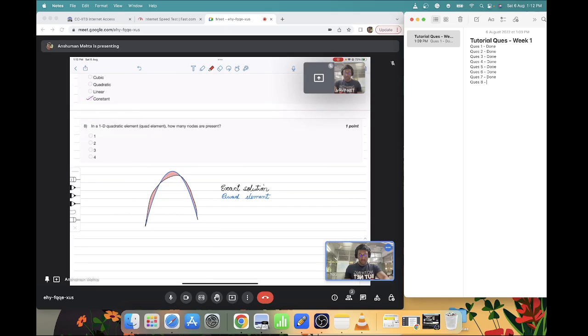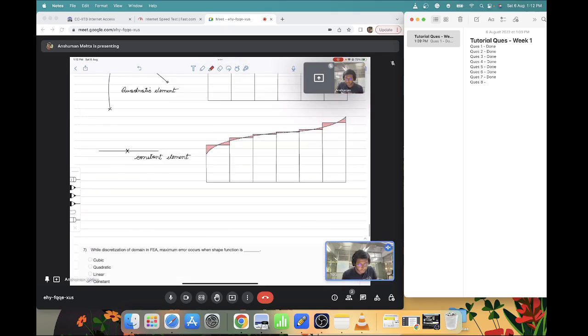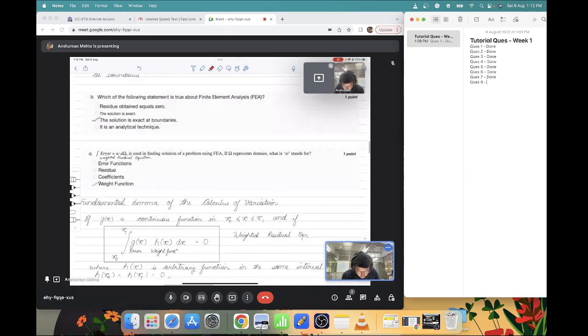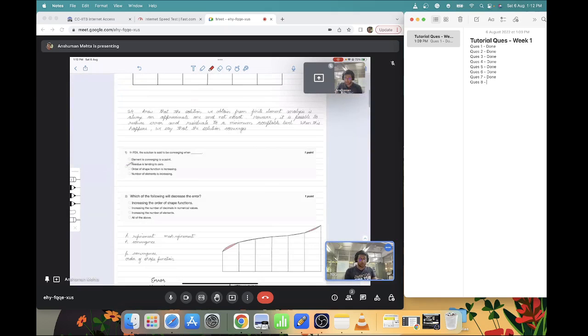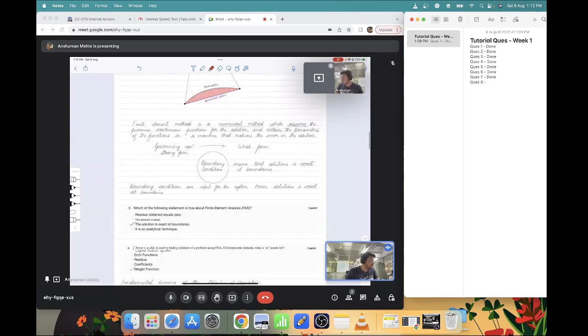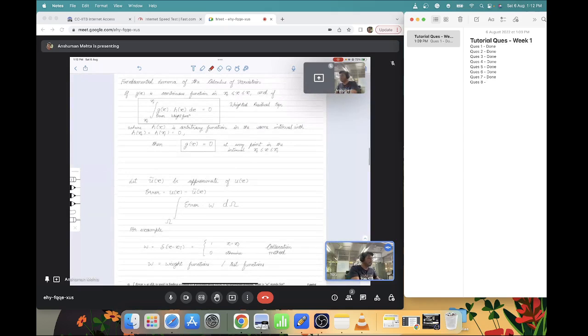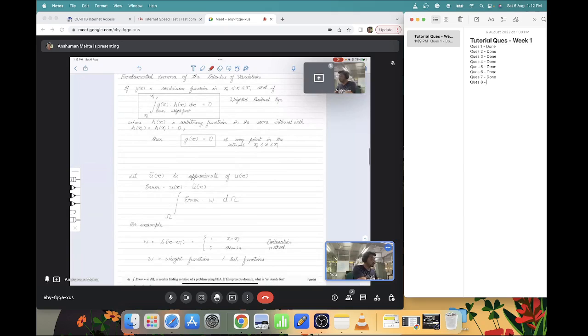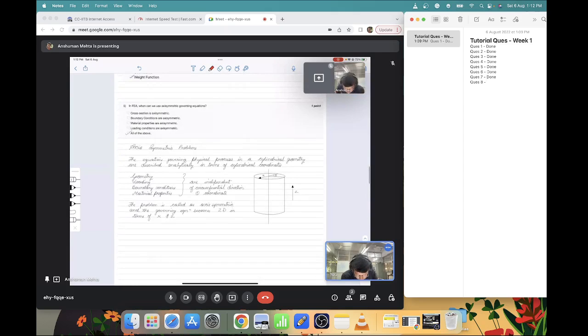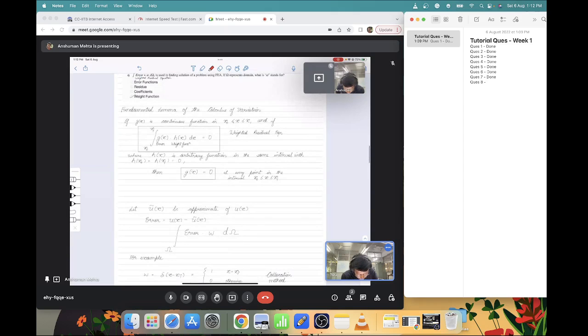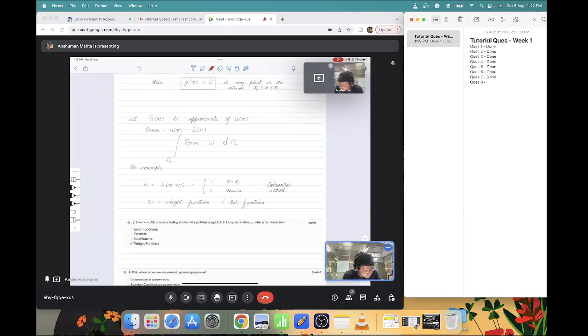Okay. So this completes our discussion for the first week. Also I have a proof of the fundamental lemma of calculus of variations. So I will just write it down here on this page.